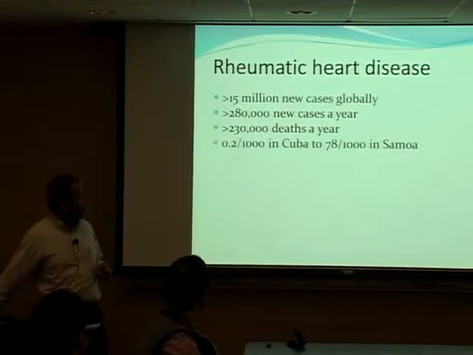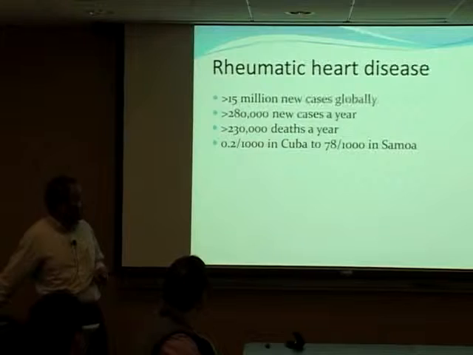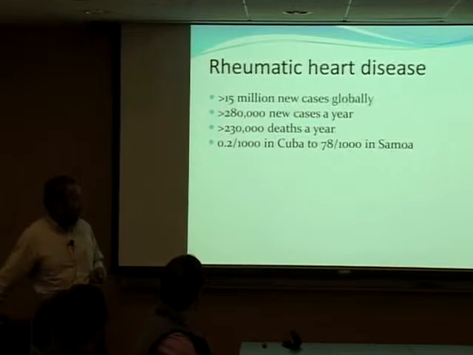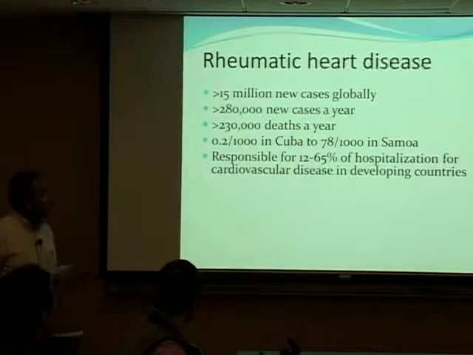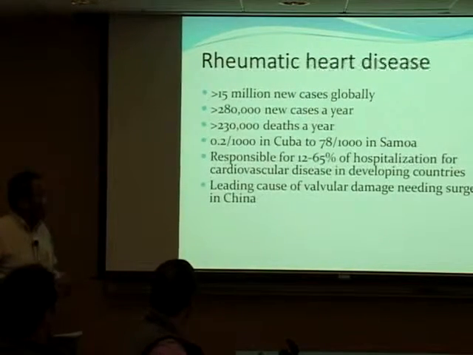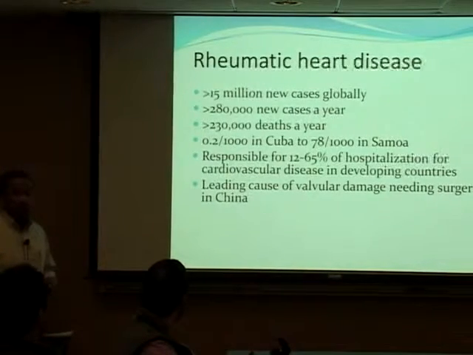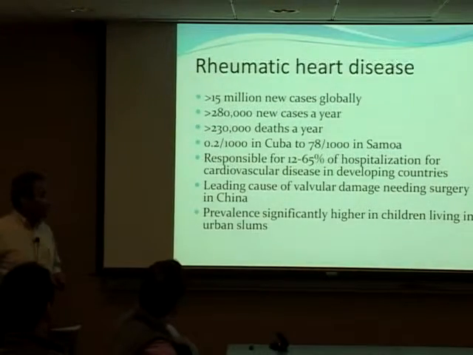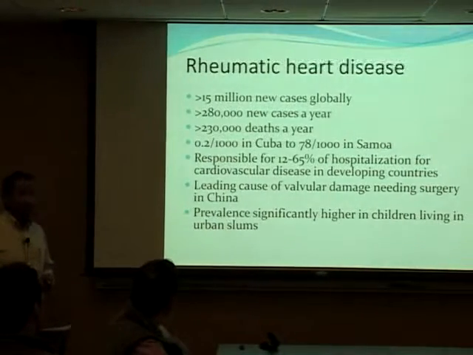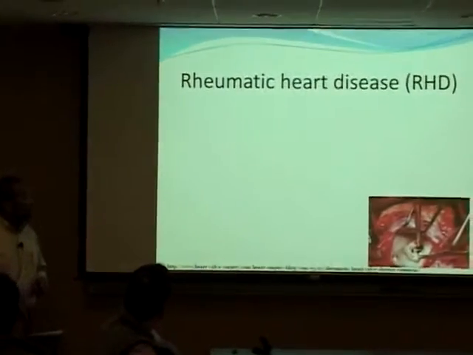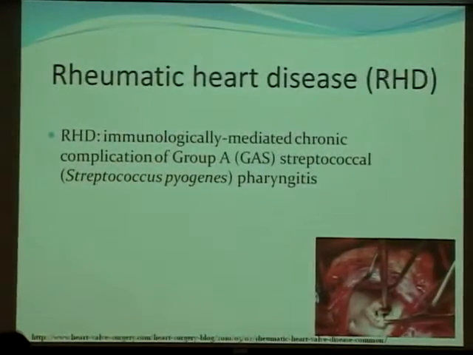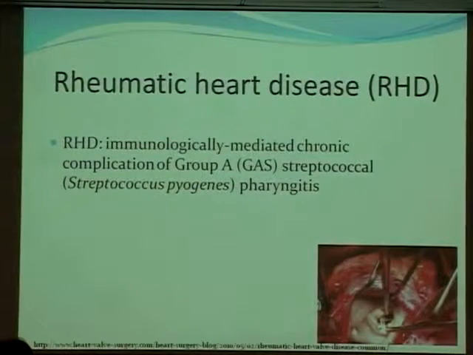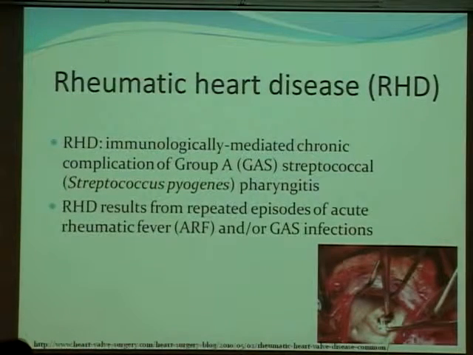280,000 new cases a year, about 20,000. It varies in incidence. Low incidence in Cuba, about 78 per 1,000 in Samoa. It's responsible for up to 65% of hospitalization for cardiovascular disease in developing countries. And in China, it's the leading cause of valvular damage that needs surgery. And prevalence is significantly higher in kids living in urban slums. And so you know that this is an immunologically mediated chronic complication of group A strep infection, right? And it results from repeated episodes of acute rheumatic fever and or GAS infections.